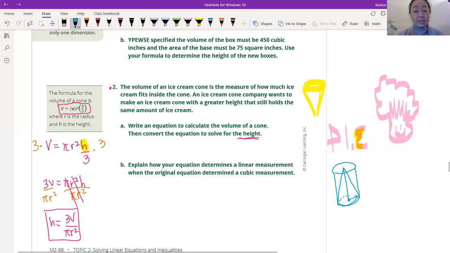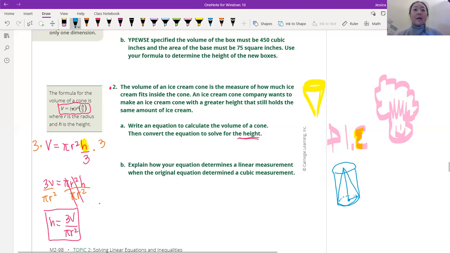Now we're going to do a 2 in 1. Notice that the pi and the r squared are both multiplying with h, so we'll do this in one shebang. We divide both sides by pi r squared at the same time. What we have left is h equals 3v divided by pi r squared. That would be solving for h.